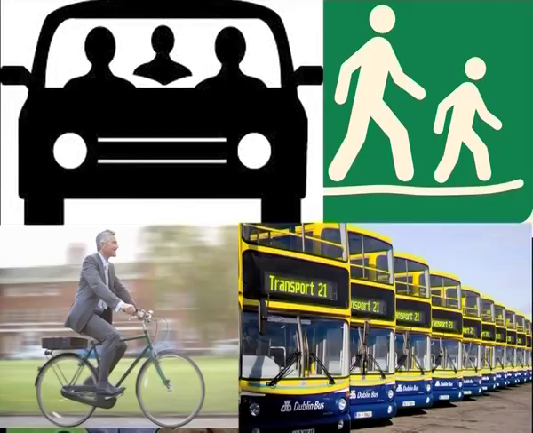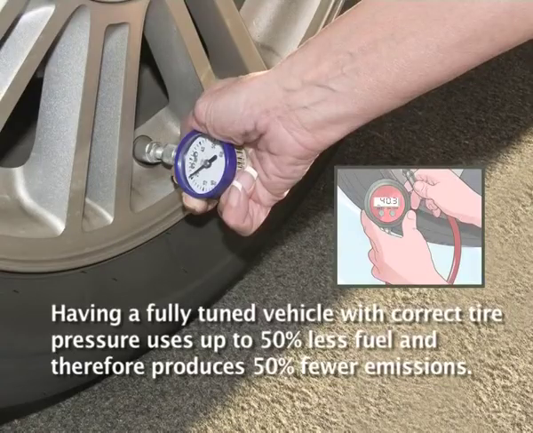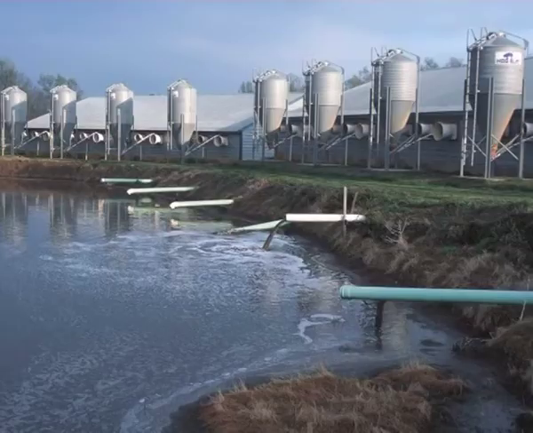Driving just 10% less by choosing services close to home or work, carpooling, walking, cycling, and using public transportation reduces your greenhouse gas emissions and saves time, money, and fuel. Having a fully tuned vehicle with correct tire pressure uses up to 50% less fuel and therefore produces 50% fewer emissions.